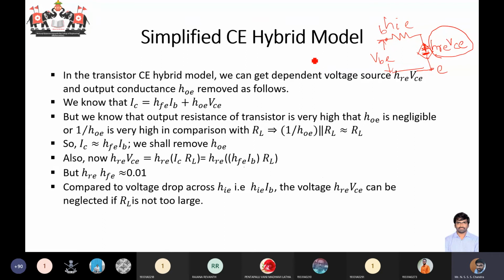So I'm finding out what the VCE value will be first. VCE is equal to IC into RL. Now I'm replacing the IC value with HFE into IB. So this value will now become HRE into HFE into IB into RL. Okay. So for a practical transistor, this product HRE into HFE will be a very small value. It will be nearly equal to 0.01.